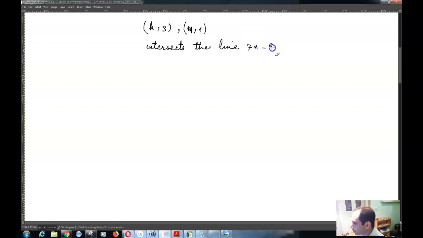Okay, so the next question is question number 10. The line through these 2 points intersects the line at right angle. Find the value of h. So basically we have a line that goes through these 2 points, (h, 3) and (4, 1), and this line intersects the line 7x minus 9y minus 19 is equal to 0 at right angle.